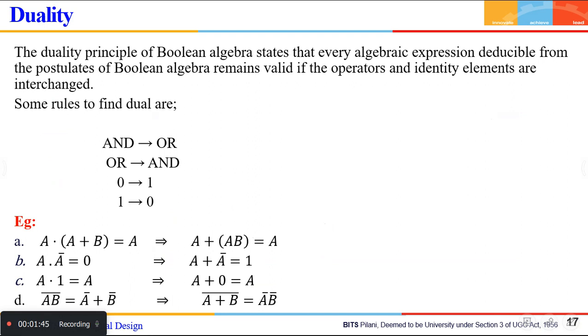Okay, see, for some example we will take. I said in place of and you put or, in place of or you put and, in place of 0 you put 1, in place of 1 you put 0. That's called duality.